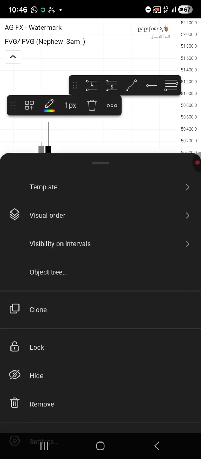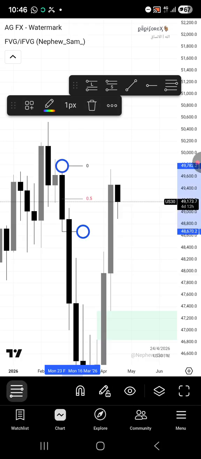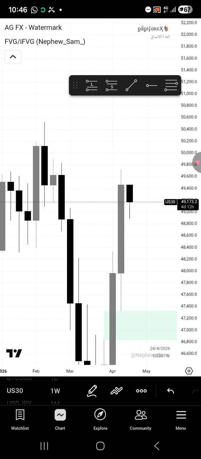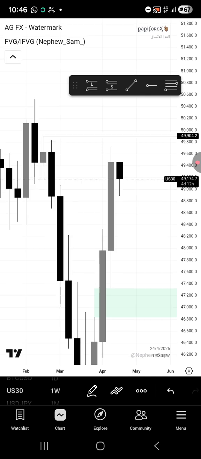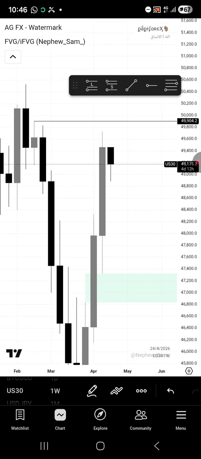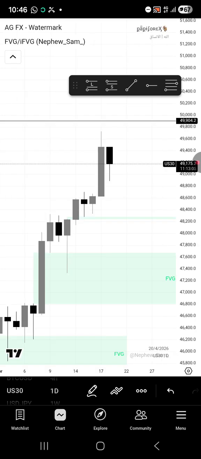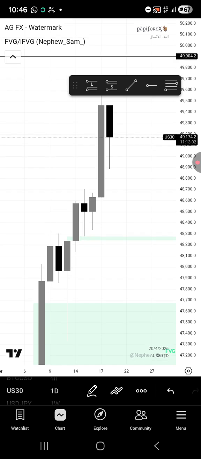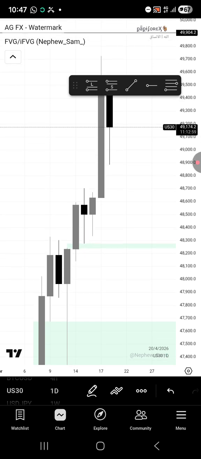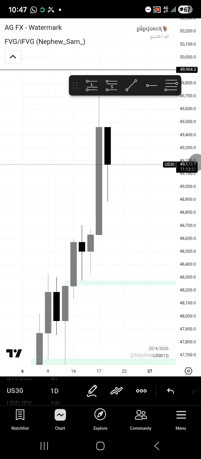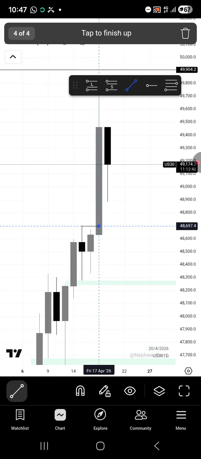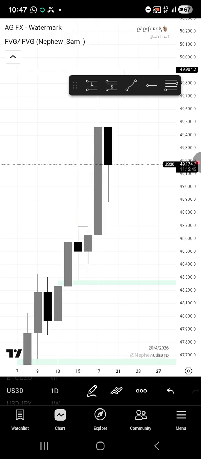So this area here is not a valid fair value gap. Instead, my drawn liquidity is at this high here. That's my drawn liquidity on my weekly time frame. Coming to my daily time frame, what can we see? Starting from here, this is an immediate rebalance happening. Like I said earlier, this area is an immediate rebalance. And we had a break of structure around this area.